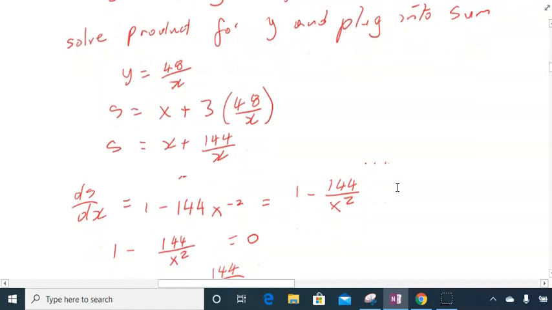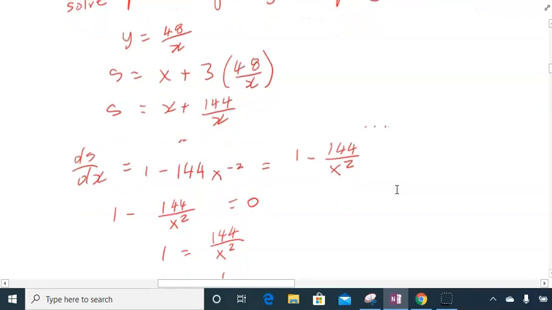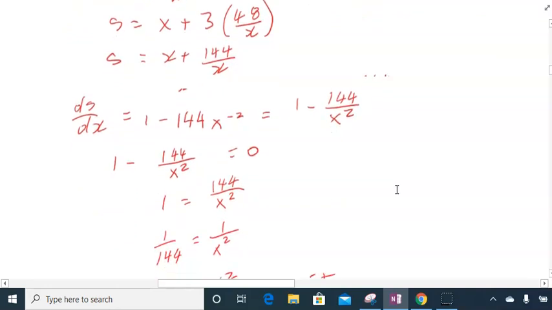Now, we want to find the maximum or minimum. So we take the derivative of the sum function. So ds dx, or if you wanted to call that s prime of x or s prime, you could do so. ds dx is equal to 1 minus 144 x raised to the negative 2. You can write that as 1 minus 144 over x squared. So then, we set this derivative equal to 0. That's not the maximum or minimum. The derivative is equal to 0.